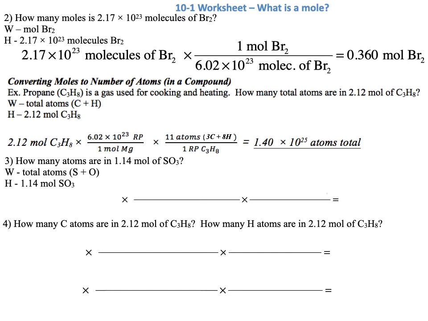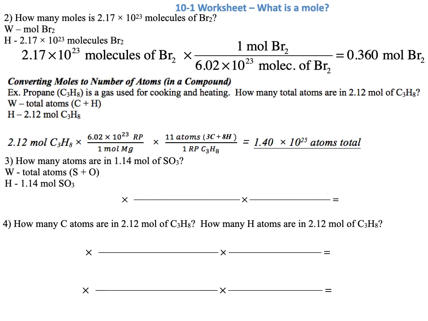Propane, C3H8, is a gas used for cooking and heating. How many total atoms are there in 2.12 moles of propane? So I want total atoms, and this time I have moles. So I write my W, I write my H, and then you can see how this one's a little bit different. I have it all set up and done for you. I start with my 2.12 moles of C3H8 propane. This time I multiply by Avogadro's number per mole, so the moles cancel. Well, that gives me not atoms, but it's giving me a molecule because C3H8 is a molecule. So I have one more step to do.